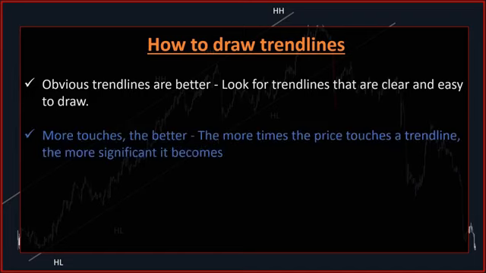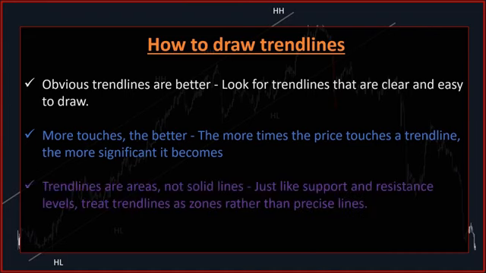More touches, the better. The more times the price touches a trend line, the more significant it becomes. But let's be real. Just because a trend line held 5 times doesn't mean it will hold the 6th. Trend lines aren't invincible shields. They're more like helpful guides.